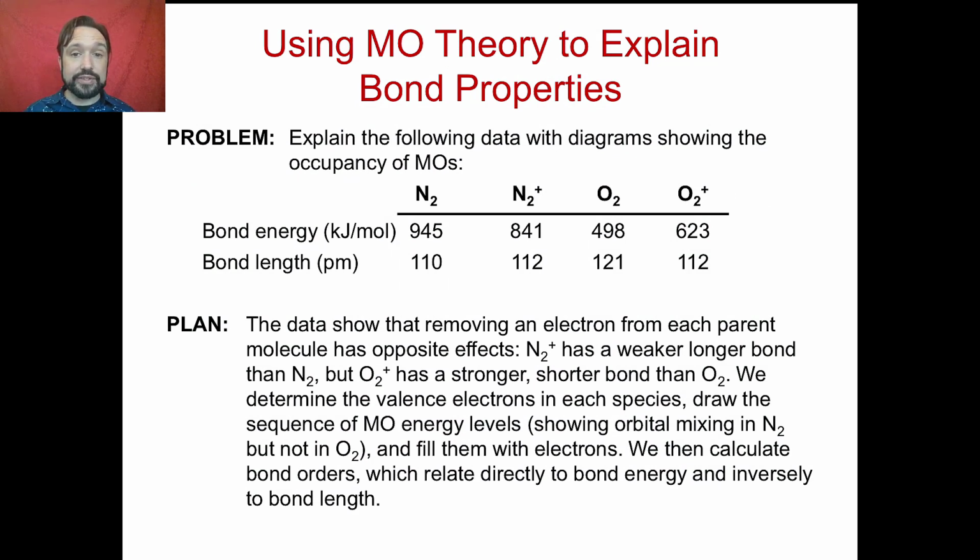So we have N2 and the associated cation, O2 and the associated cation, and can we explain what we're seeing here? Or in other words, how come when I take an electron away from N2, my bond energy gets less stable? But when I take an electron away from O2, my bond energy gets more stable, gets harder to break. Right? What's going on here? Now, to figure this out, we have to have some MO diagrams for N2 and N2 plus, O2 and O2 plus. So let's take a look at this.